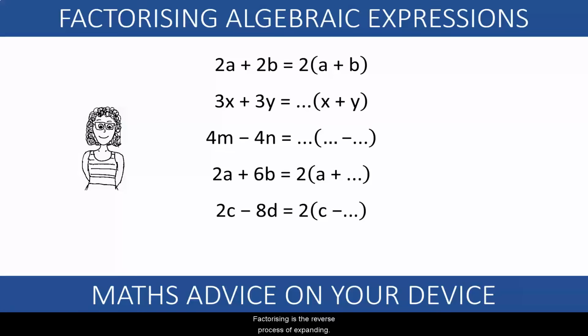Factorizing is the reverse process of expanding. For example, 2a plus 2b comes from multiplying 2 times a plus b. Let's fill the gaps together.